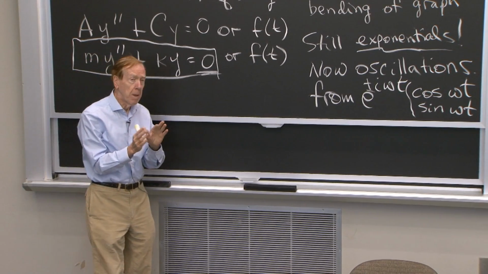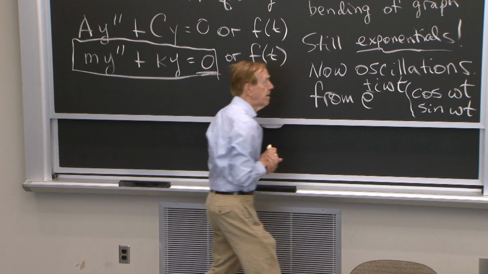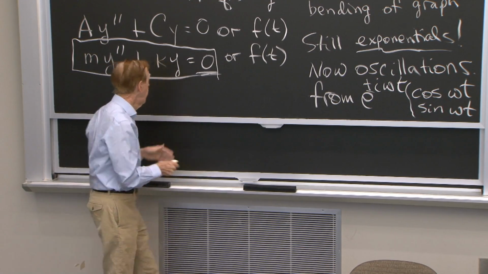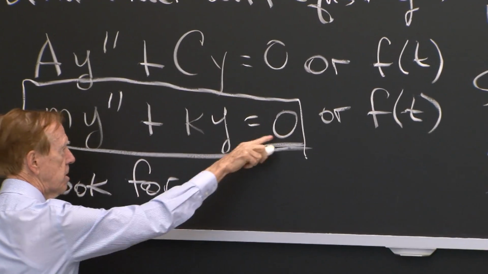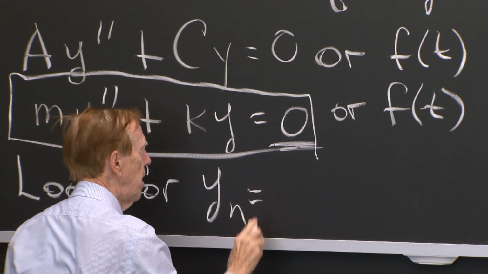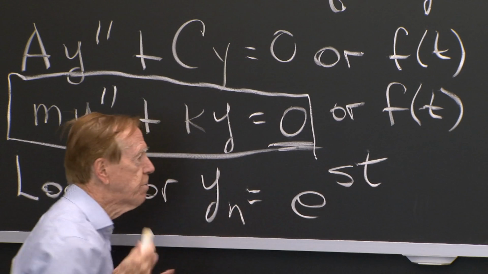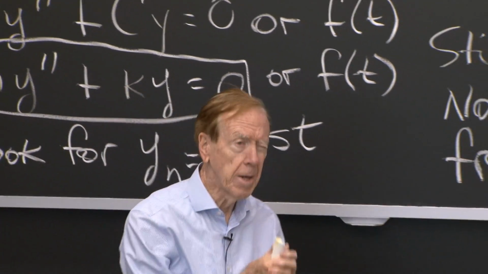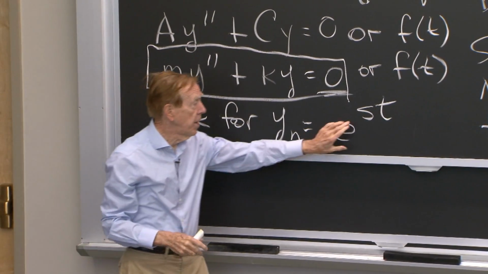And let me not jump ahead to know that the exponent has that i omega form. Let me discover it. So I look for null solutions, because I have that 0 there, null solutions of the form e to the st, some exponent. Plug it in. That's the message with constant coefficients. Look for exponentials, substitute them in, discover what s will be.